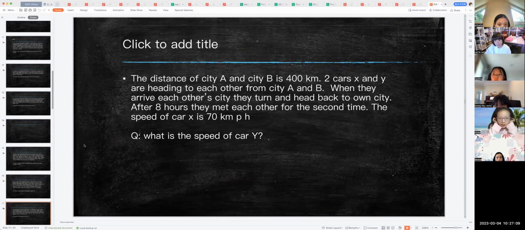Okay, so let's take a look at this one. The distance of city A and city B is 400. Two cars X and Y are heading to each other from city A and B, and when they arrive at each other's city, they turn and head back to their own city. After 8 hours, they meet each other for the second time. The speed of car X is 70 kilometers per hour. What is the speed of car Y? Okay, everybody try to do.